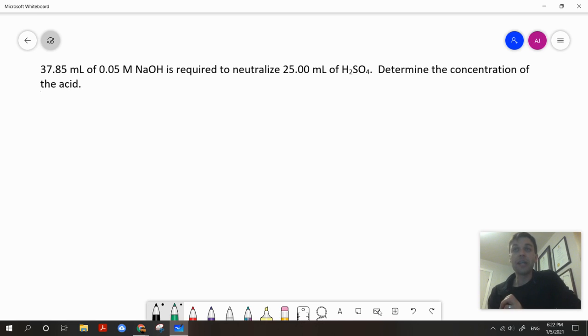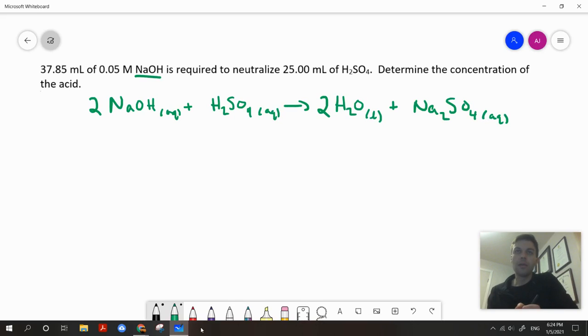So let's start off right now and write out a balanced chemical equation. As always, this is a great time to pause the video and make sure that you remember how to write an acid-base neutralization reaction and balance it properly. Here's the balanced chemical equation.